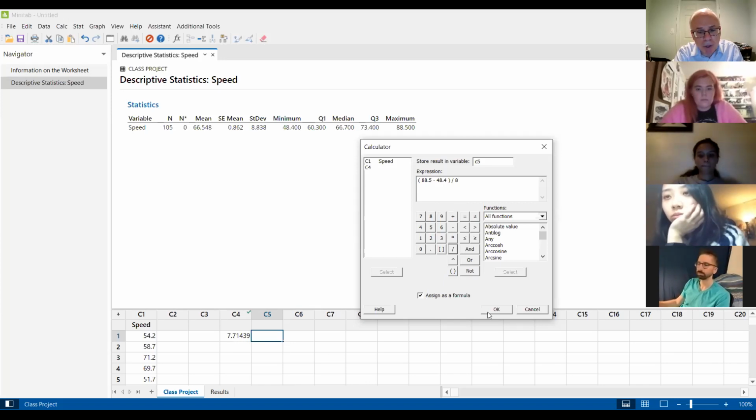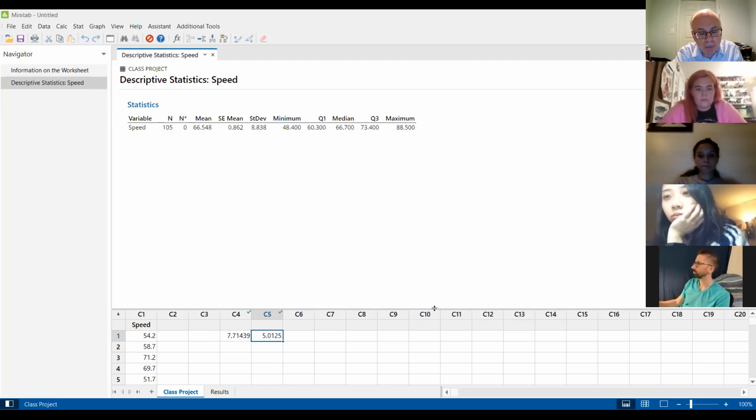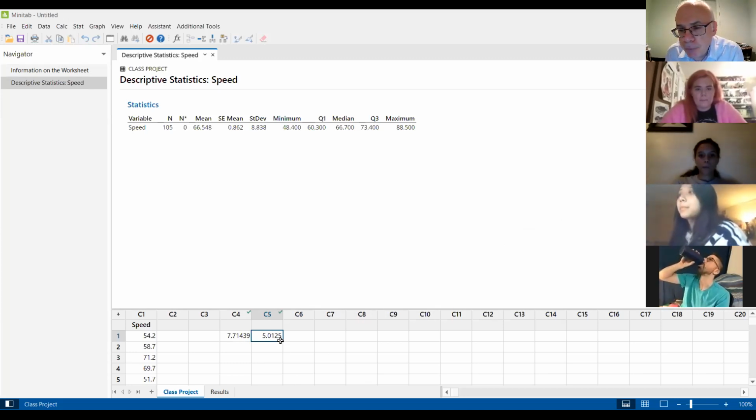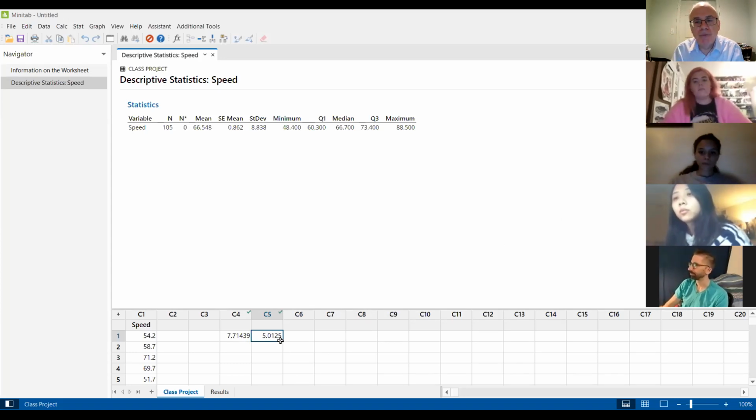I'll keep it as a formula. There's no reason why I shouldn't. And I'll click OK. And then it was 5.0125. So what should my class width be? Round up to the next whole number? 6, right? Should be 6.